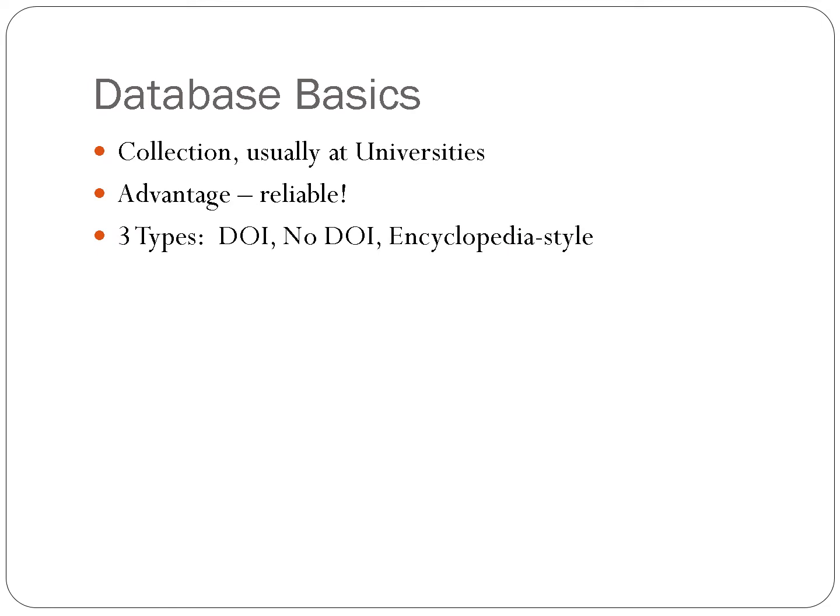You will encounter three different types. Some will have a DOI number, which simply means a document number. Some will have no DOI number. And then you have an encyclopedia style. And I'll show you how to handle each of these.